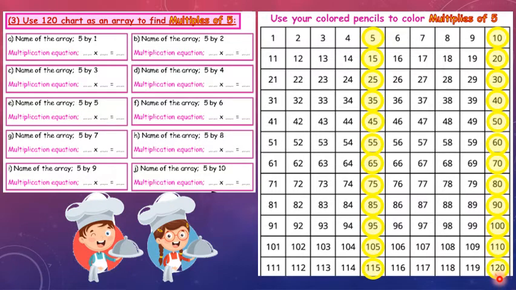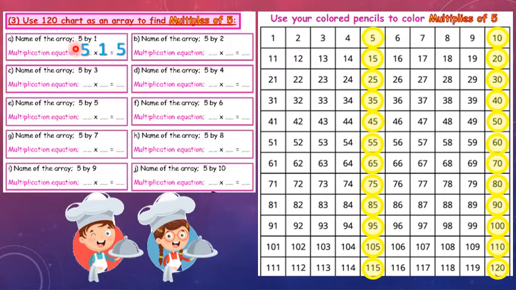What did you notice here? We use only the middle column and the right column for the multiples of 5. The middle column and the right column, and its ones place is 5 or 0, as you noticed. Good job. Let's go now to fill our multiplication facts here.